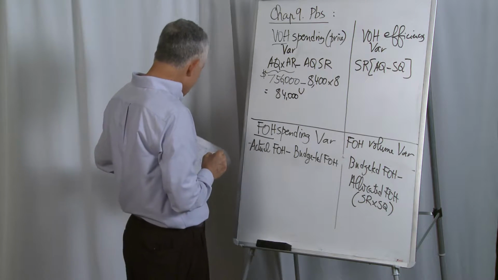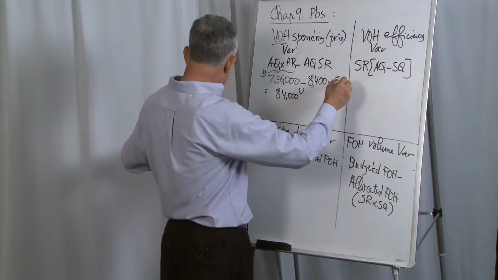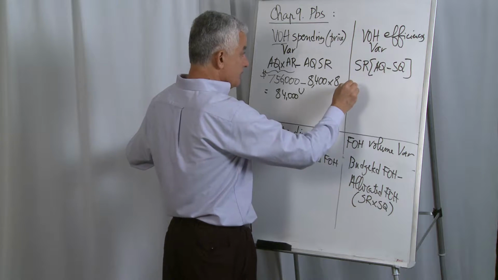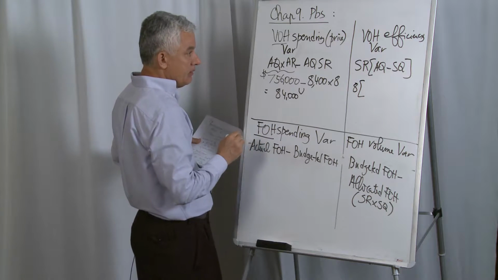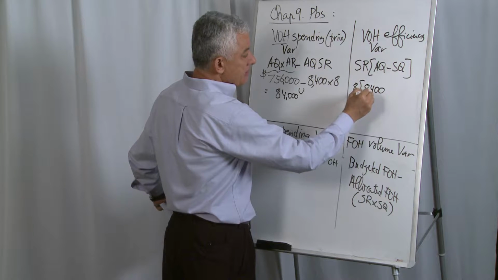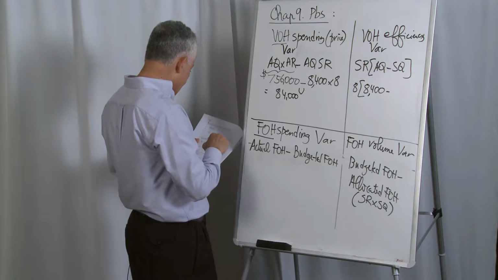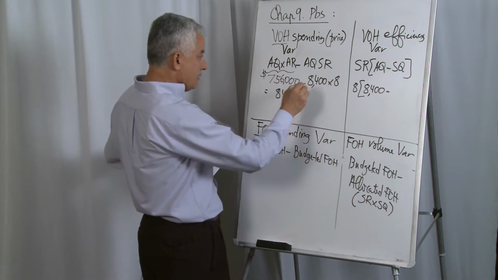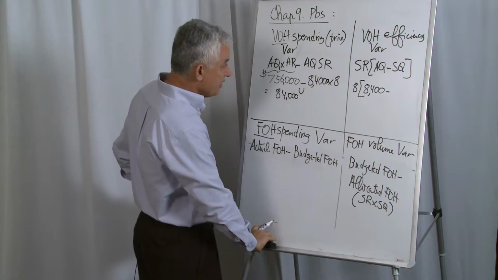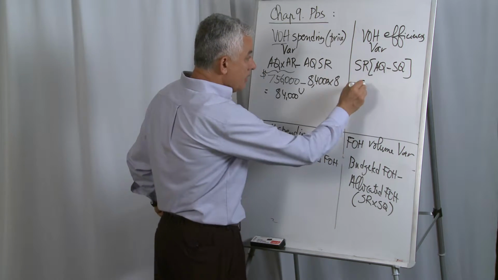Okay. Now let's tackle the variable overhead efficiency variance. So the standard rate is given, which is what? The standard rate is $8 per direct labor hour. That's the allocation rate for variable overhead. 8,400 here is the actual quantity of direct labor hours. I'm sorry, it's not 8,400, it's 84,000.